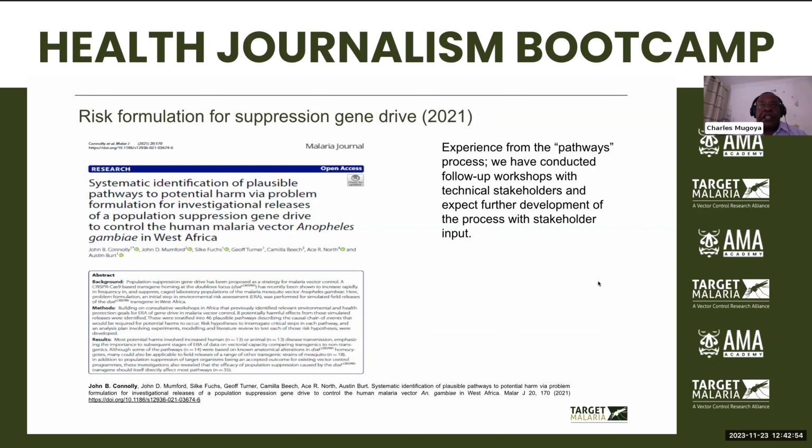So this publication is a key publication for us, and we are following through. There were about 46 pathways that were developed, and we have followed through all those pathways in order to inform all the decisions that we are making at country level. Next slide.